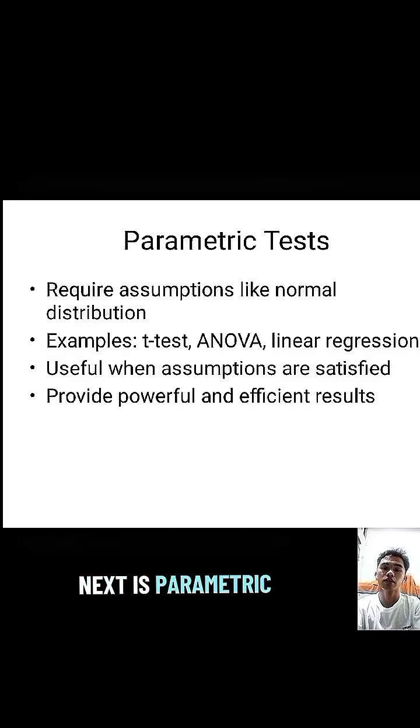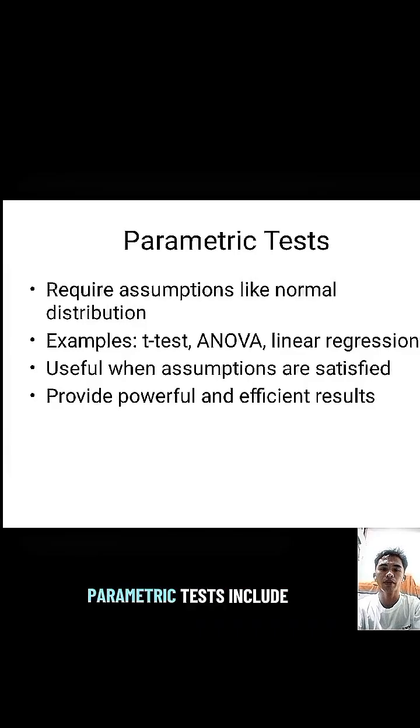Next is parametric tests. A parametric test is a statistical test that requires certain assumptions about the data. The common assumption is that the data follows a normal distribution. Another assumption is that the variances of the groups being compared are similar. Examples of parametric tests include t-test, ANOVA, and linear regression. These tests are widely used because they are powerful and efficient when the assumptions are met. Parametric tests are commonly used in research because they can provide more accurate results when the data fits the assumptions.